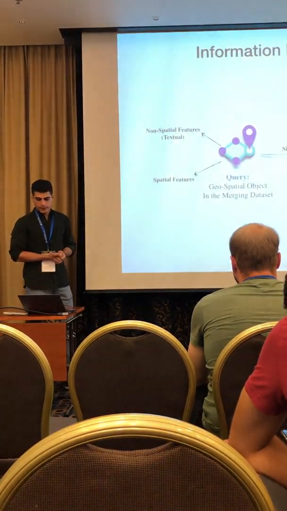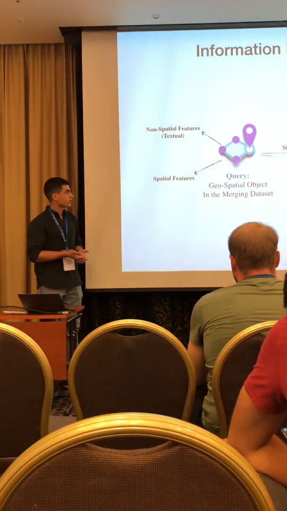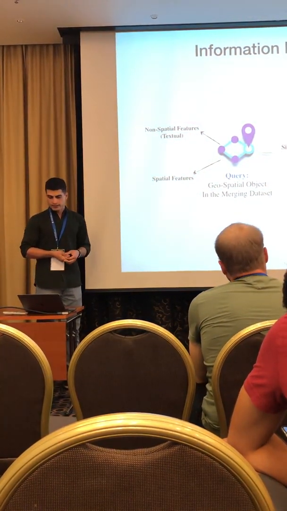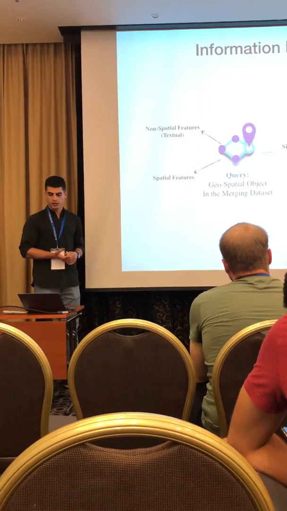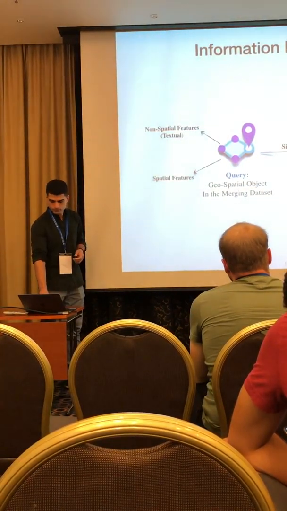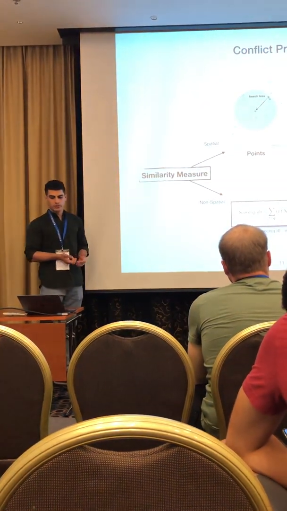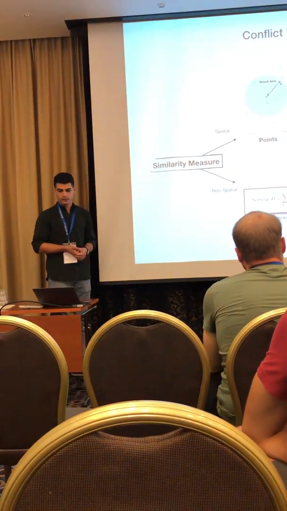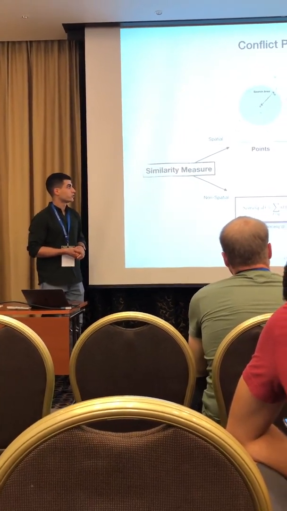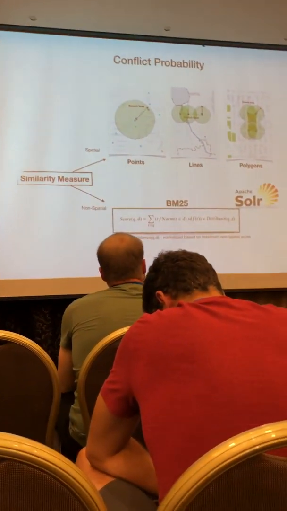As mentioned, a geospatial object consists of a set of spatial features and a set of non-spatial features, which are mostly textual, such as the name of the entity. Therefore, in our IR-based solution, we define a similarity measure that takes both spatial and non-spatial features of objects into account in 2 steps.